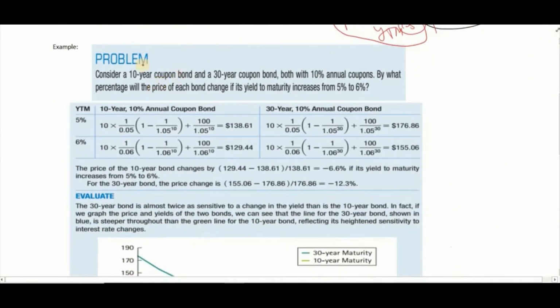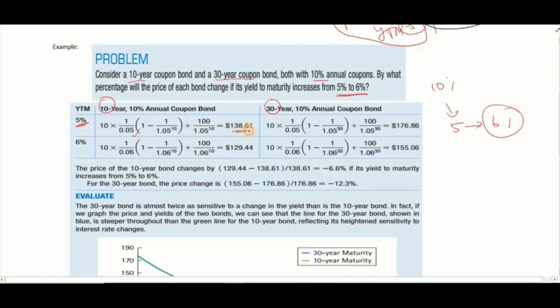The question says: consider a 10-year coupon bond and a 30-year coupon bond. So there are two maturities, 10 and 30, with a coupon rate of 10%, so both have the same. By what percentage will the price of each bond change if the yield to maturity increases from 5 to 6%? So the coupon rate is 10%. If yield to maturity increases from 5 to 6%, then what is the situation? This is the yield to maturity for the 10-year bond and the 30-year bond. Currently we have 5%, so we will use 5 here.